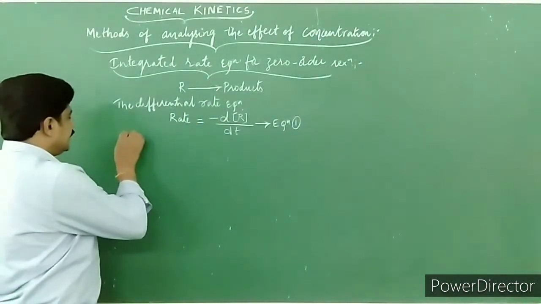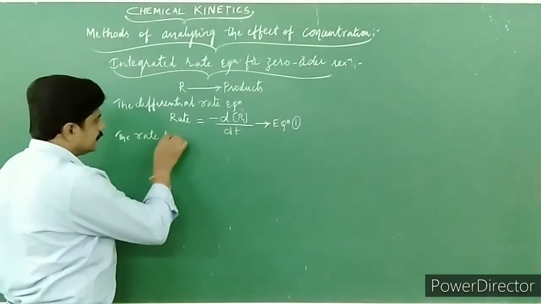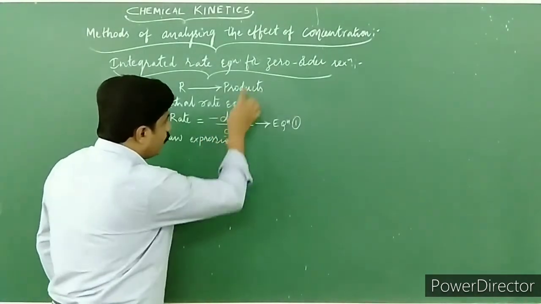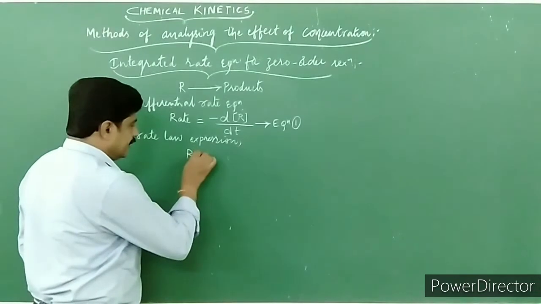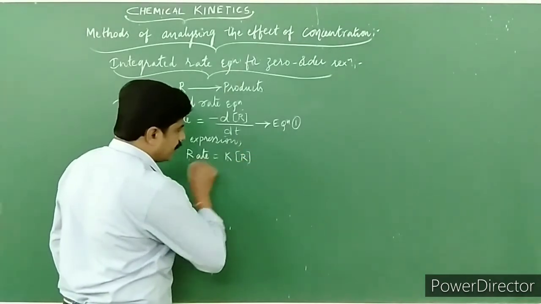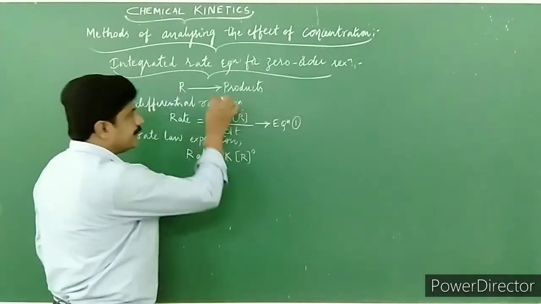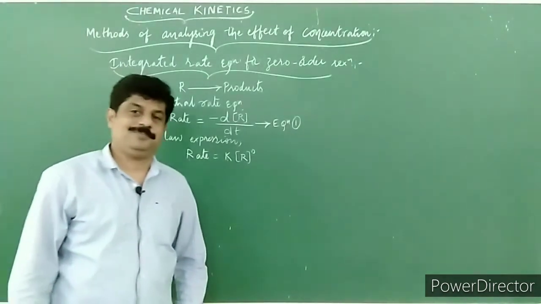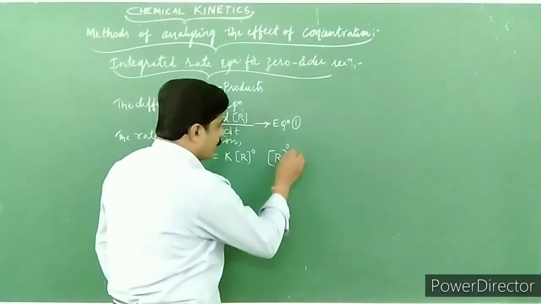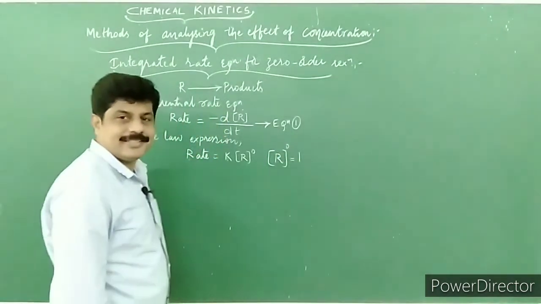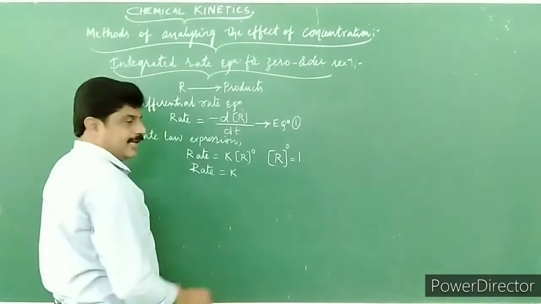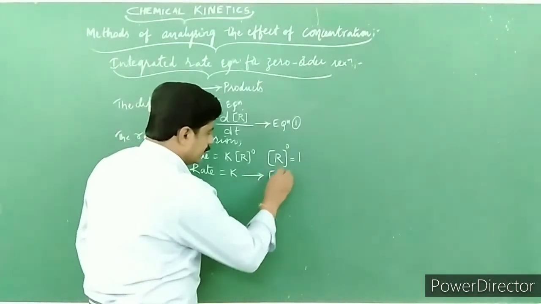Similarly, I can write the rate law expression for the same reaction. The rate law expression for the above reaction can be written as, look at here, rate is equal to K into molar concentration of the reactants raised to 0, because we have taken this reaction as a zero order reaction. And you know that, children, anything which is raised to 0 is equal to 1. Is it not? In that case, rate is equal to k, and let this be equation 2.